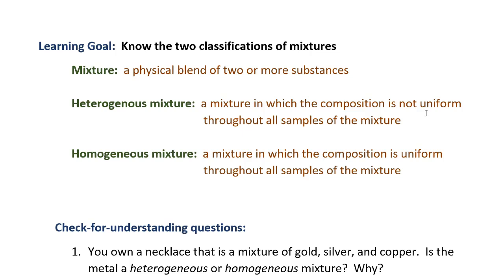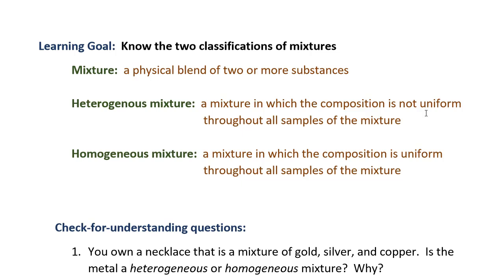As an example, think of chicken noodle soup. If you scoop some soup from the top of the container, you'll get some broth, maybe some noodles, maybe some chunks of chicken, maybe some vegetables. If you scoop from the bottom of the container, you could get a different proportion of broth, noodles, chicken, and so on. The composition of the soup is not uniform throughout the entire sample of the soup.